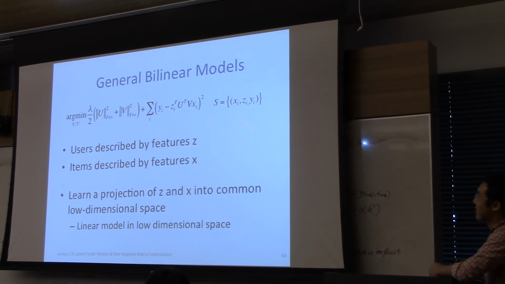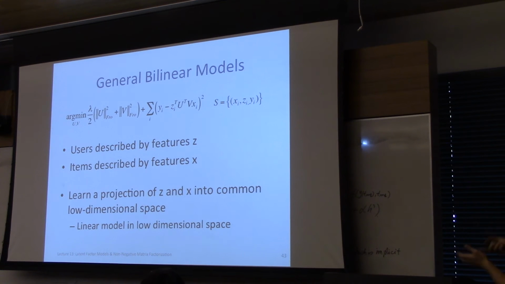And so we do the same trick on the user side as on the movie side. This is called a general bilinear model. In this particular case, it's a low latent factor bilinear model. A general bilinear model has a single W here, but we assume that it's low rank.